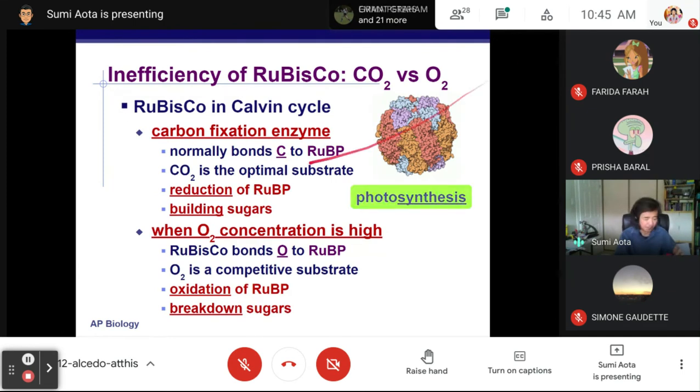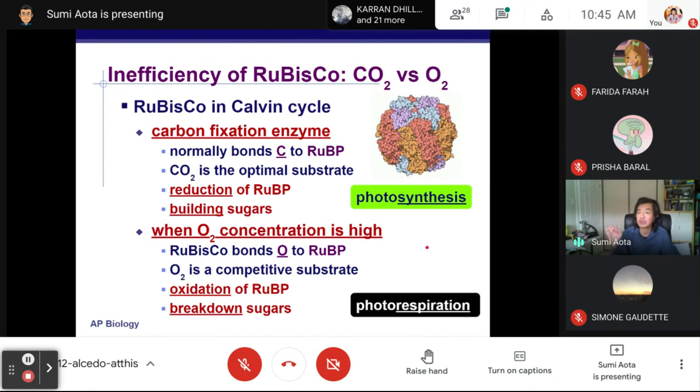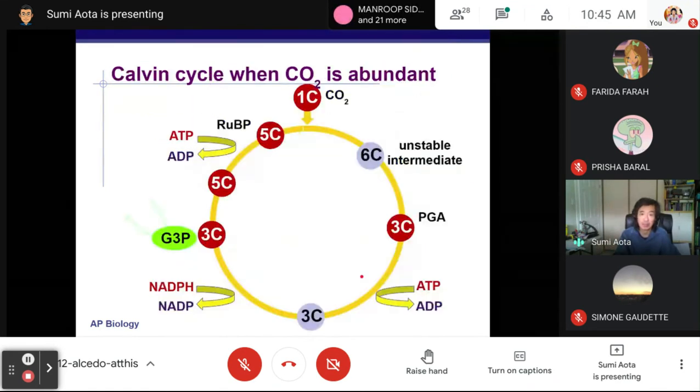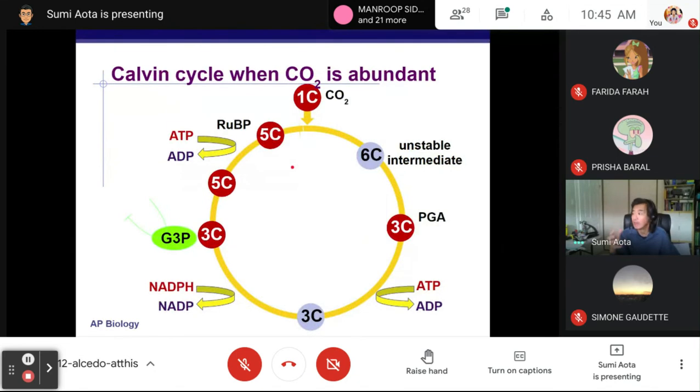So the problem is if Rubisco grabs O2, it starts breaking down carbohydrates, and this process is called photorespiration. When the Calvin cycle is running normally, this is what we usually see: carbon dioxide gets fixed, becomes an unstable intermediate, and then runs through the system to make G3P. This is what's supposed to happen.